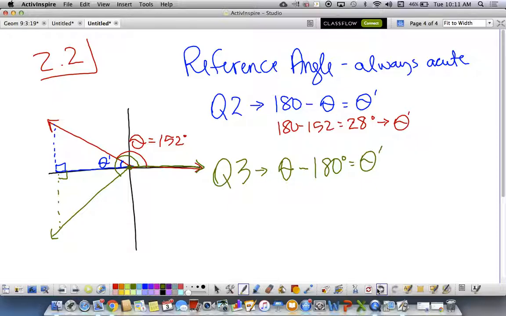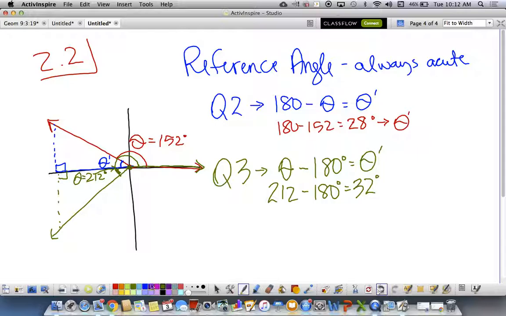So if I'm in the third quadrant, this theta is 212 degrees. So my green theta is 212 degrees. How are we going to find our reference angle, that's just this little piece right here? You would subtract that degree, 212 minus 180. 32 degrees. So my reference angle is simply 32 degrees. Good job, Zach. I'm proud of you.